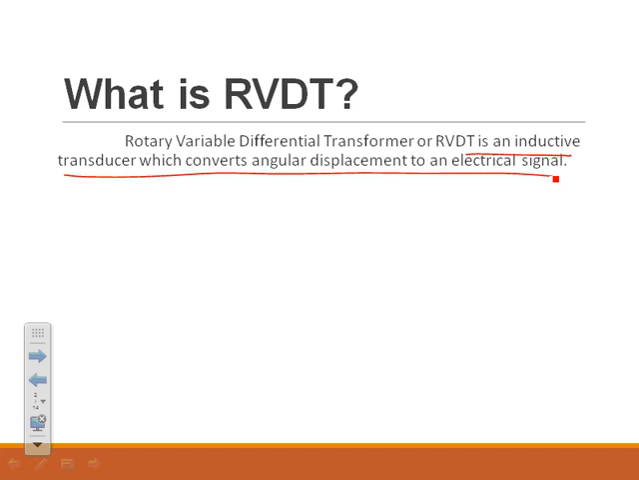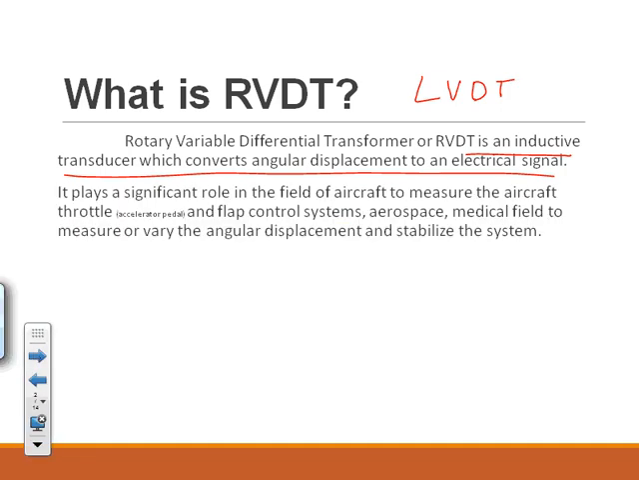There is another type of inductive transducer which converts linear displacement into an electrical signal, called LVDT, the linear variable differential transformer. So we can define the RVDT as an inductive transducer. We know what a transducer is: a device which converts one form of energy to another form of energy. Here, displacement is converted into electrical energy, so it is called an inductive transducer.